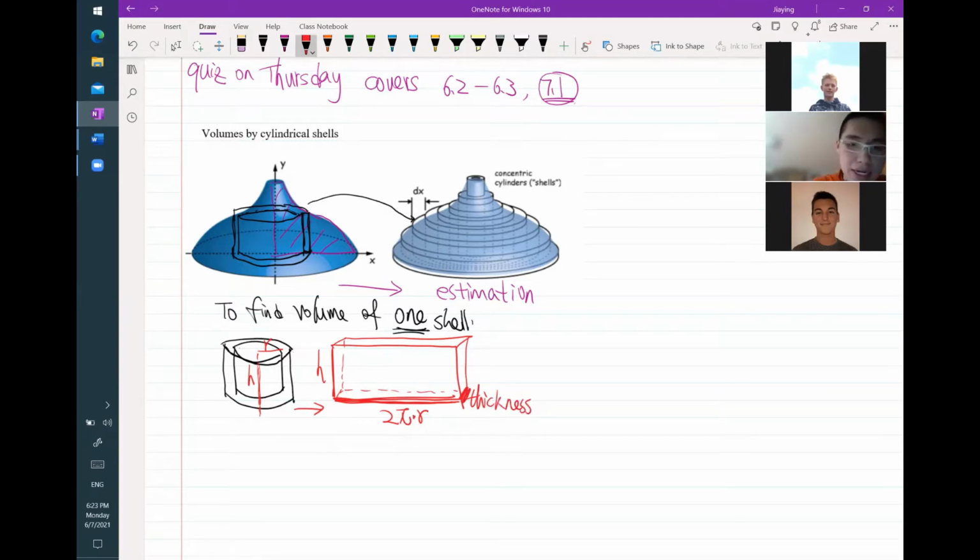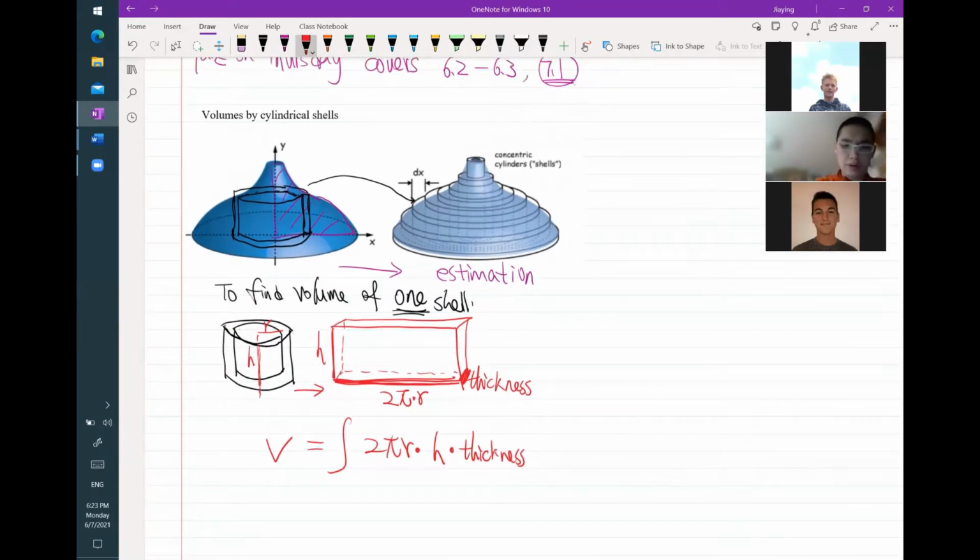Right? And then the volume, so that will give the volume. So the volume for one shell, that's just length 2 pi r times the height, h, times the thickness. That will be the volume of one shell. And if you add up all the shells, so basically you integrate that, you get the volume. So the integral basically means you add up all the shells you get, and then you get the total volume. I hope that makes a little bit of sense.